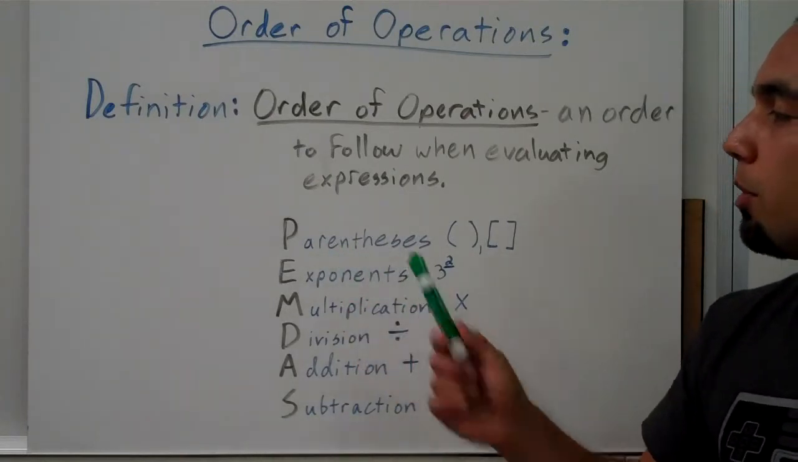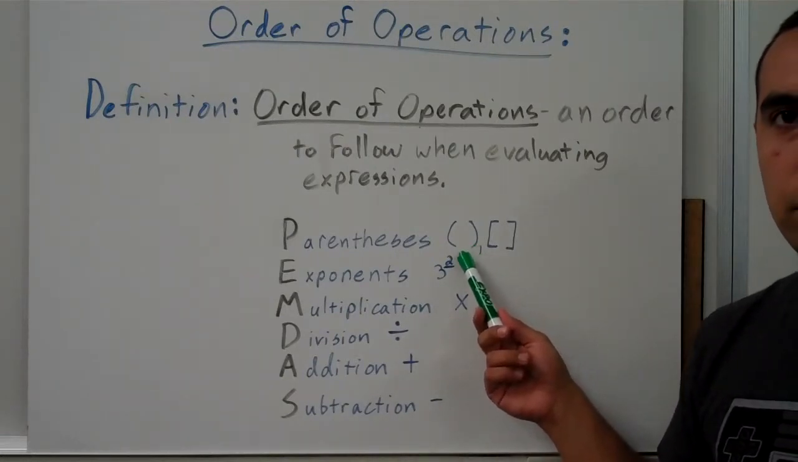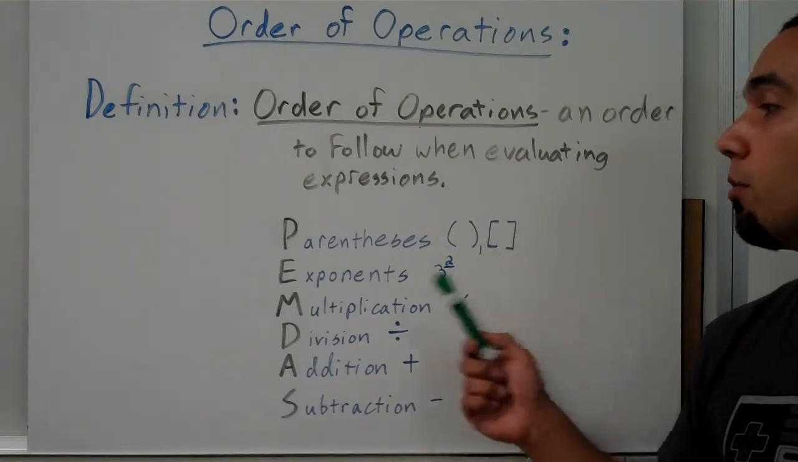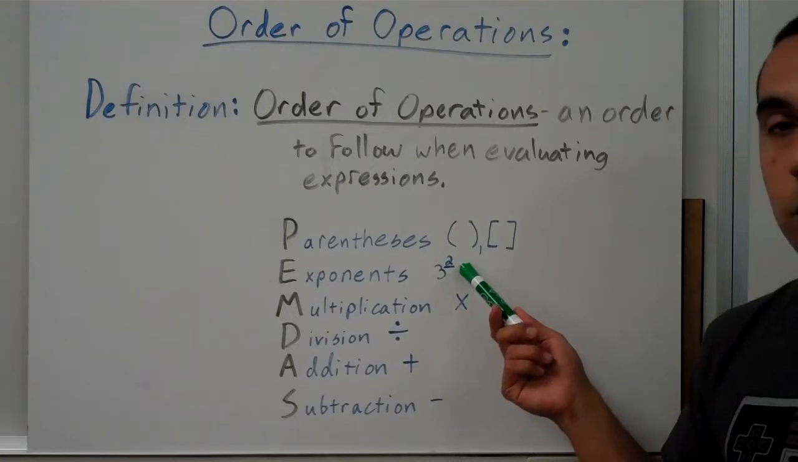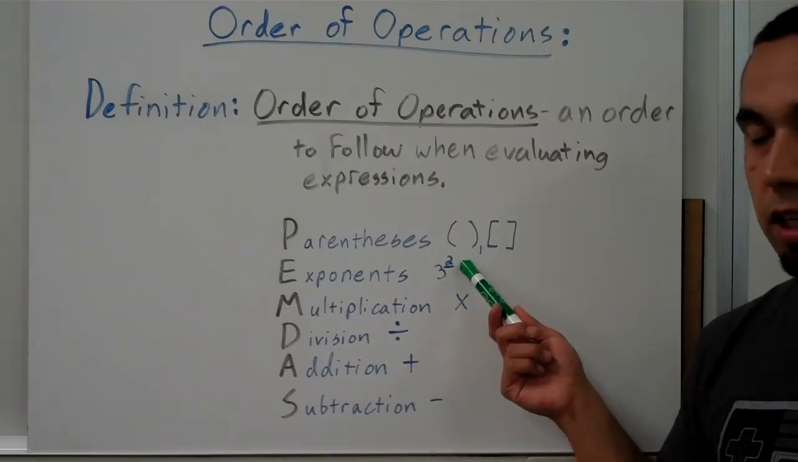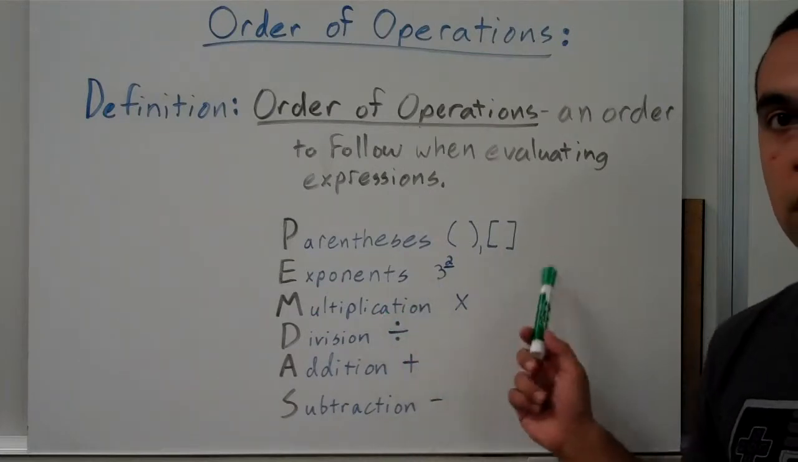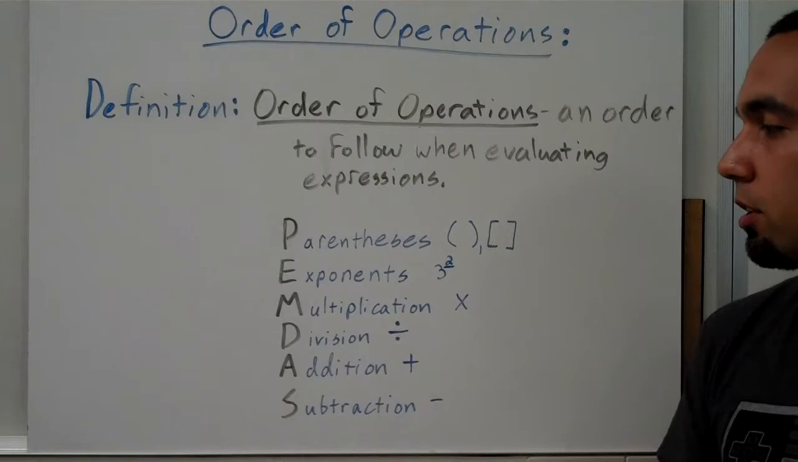So P means parentheses, and that can be any kind of grouping symbol, usually parentheses if there's more than one. Sometimes they'll use brackets, okay? Then E means exponents, and the exponent is always basically your power, right? That's what an exponent is. And M is for multiplication. So multiplication is the third thing we do in the order, and then we move on to division.